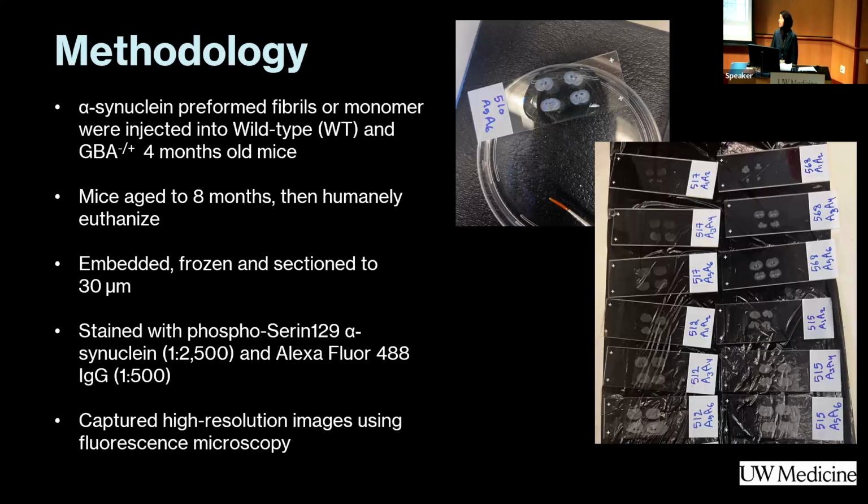The methodology that we used is we injected the PFF into 4-month-old mice, and then we let them grow until 10 months, and then we humanely euthanized them and took out the brain. We froze them at negative 80. After that, we sliced them and used antibodies to stain the tissue. And after that, we used the microscope to take pictures to see the spread of alpha-synuclein in the brain.